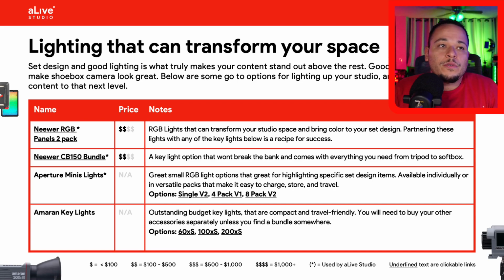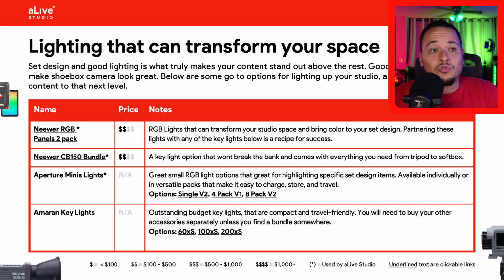The go-to that I always suggest people go to are the Newer RGB panels. Newer sells some really good, cost-effective RGB panels. The ones that I have linked here are flatter panels that really spread color very well. But not only are they color, they're also bicolor, in that they achieve your whites from, I think, 5600 Kelvin all the way down to 3200 Kelvin.